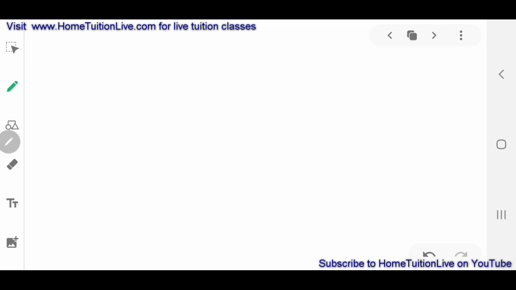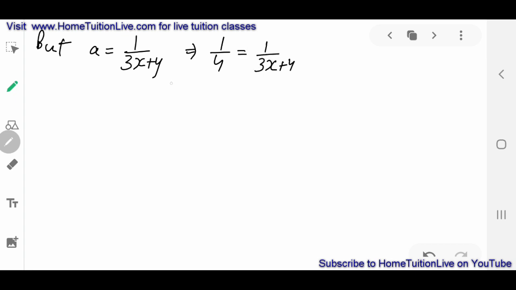But a is equal to 1 by 3x plus y. This implies 1 by 4 equals to 1 upon 3x plus y. That is 3x plus y is equal to 4. This is our equation 5th.